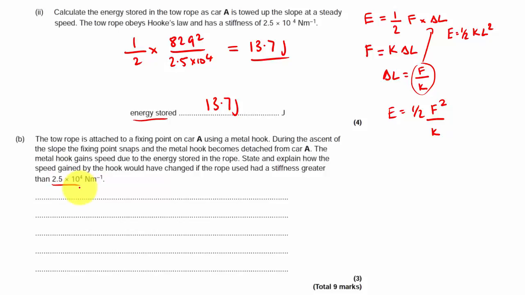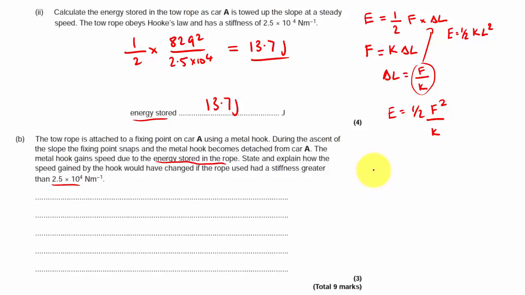Straight away, I can see the examiner is trying to lead us into thinking about this question and help us out really. They've just got us to do a question calculating the energy stored in the rope. So let's see what would happen if I made that number bigger. Let's say I doubled it. If I made this number twice as big, then this number will become half as big. So immediately I can see if I make the stiffness greater, the energy stored in the spring would be less.